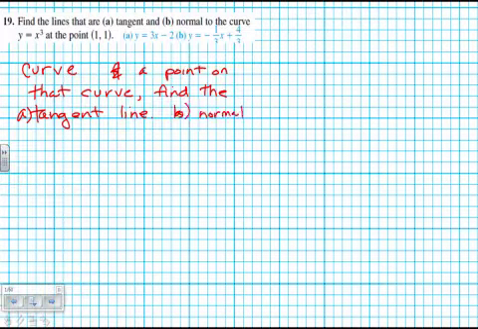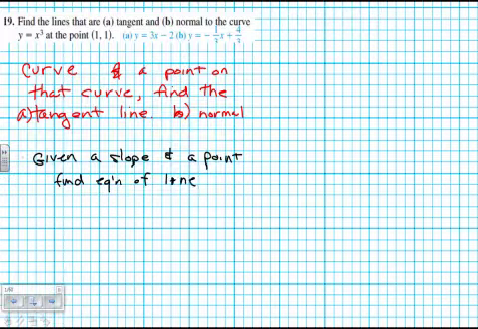Now, this problem is actually very similar to a problem that you did a lot when you were in Algebra 1. The Algebra 1 version of this question is, given a slope and a point, find the equation of the line. You agree there? That you did that problem a lot in Algebra 1?